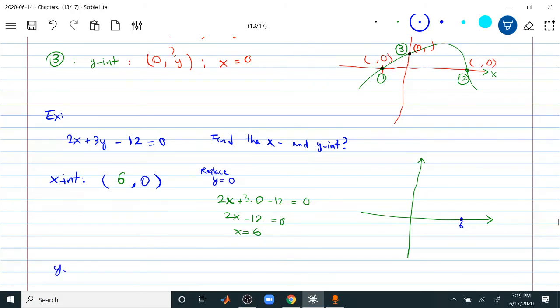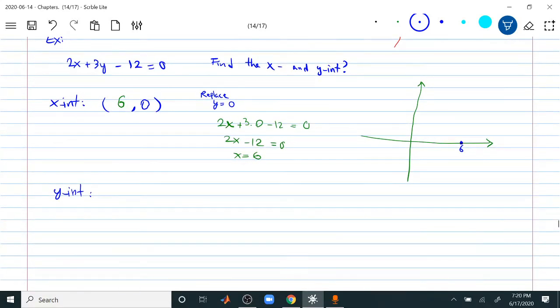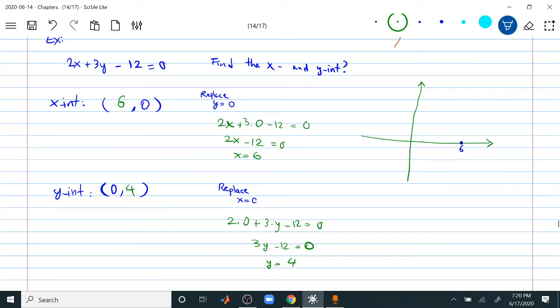How about the y-intercept? How do I find the y-intercept? You replace x with 0, because for the y-intercept, I know x is 0. I do not know what the y value is. I just need to figure out what that y value is. So you get 2 times 0 plus 3 times y minus 12 equal to 0. Solve this, you'll have 3y minus 12 equal to 0. Sorry, my 0 looks like a 6. And you can figure out that y is 4. So I have 0 and 4.